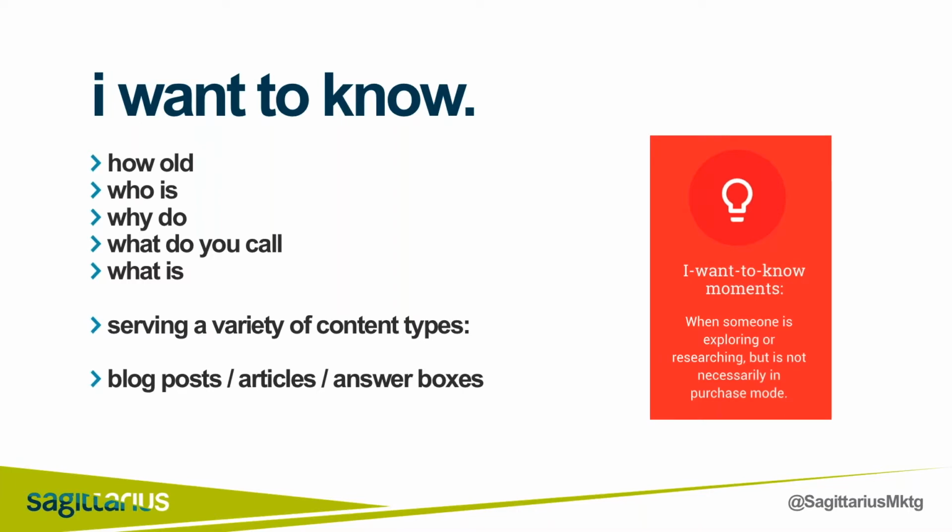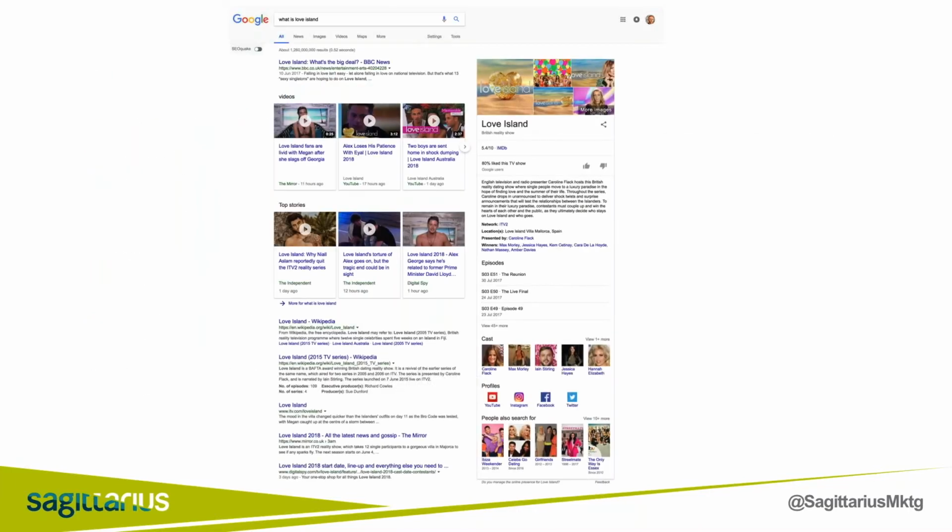What does an I want to know moment look like in Google? It looks a bit like this. So if you went onto Google and searched for what is Love Island, because a lot of people in my office talk about Love Island, I don't really know what it is.